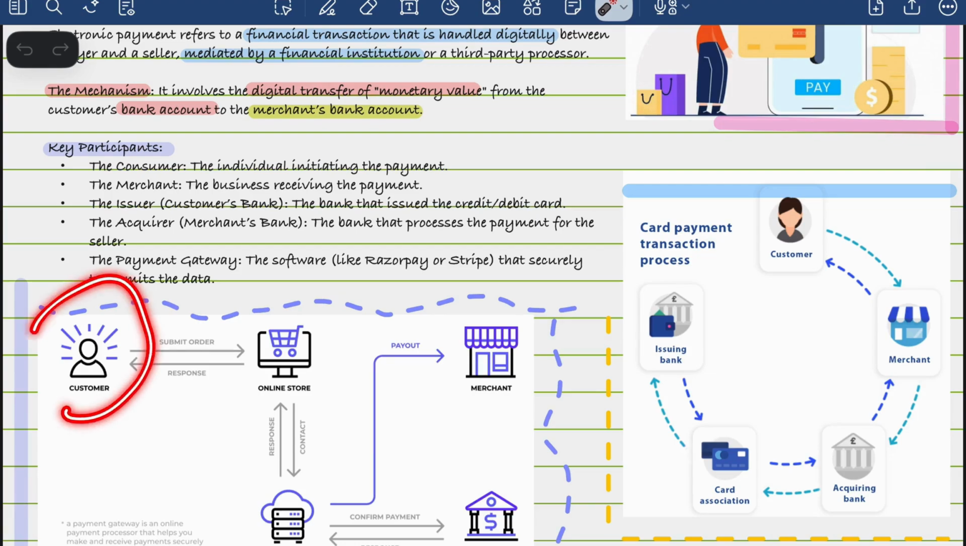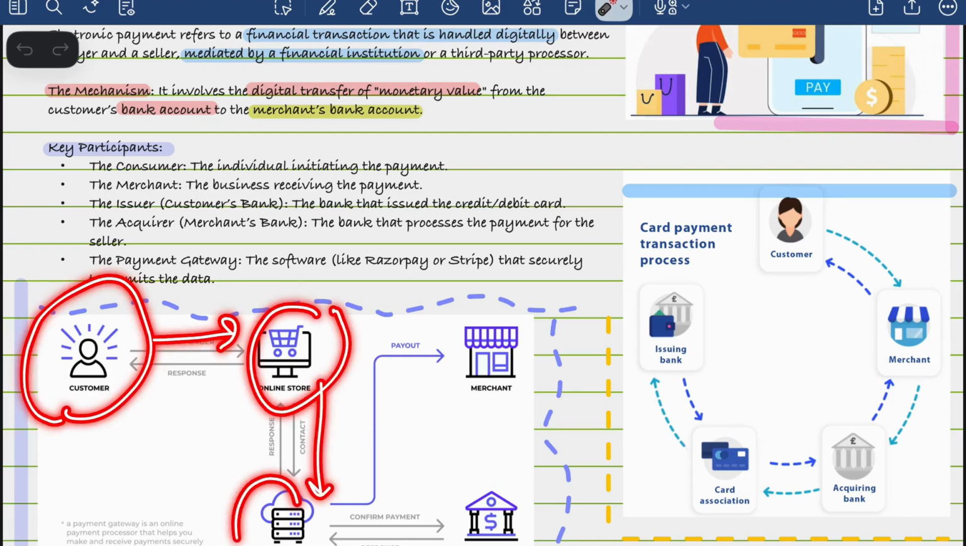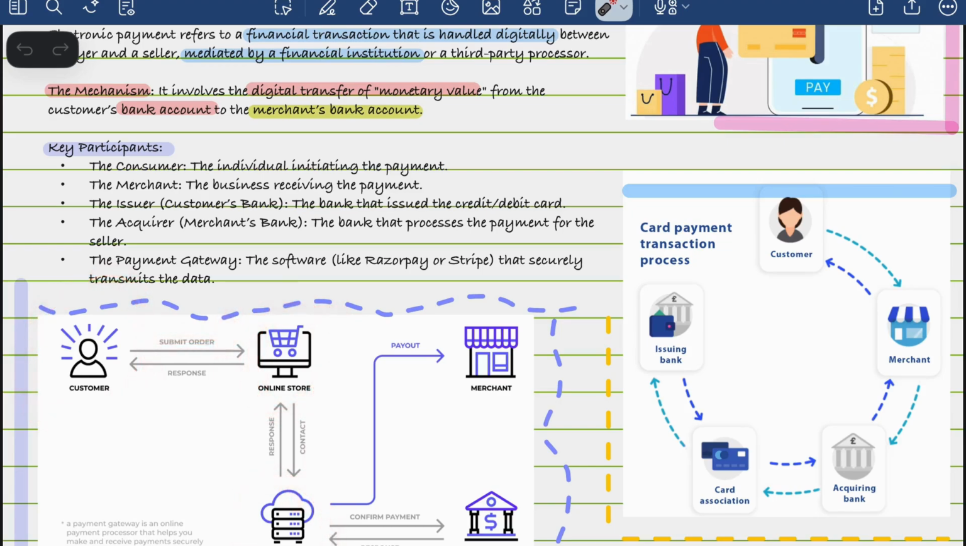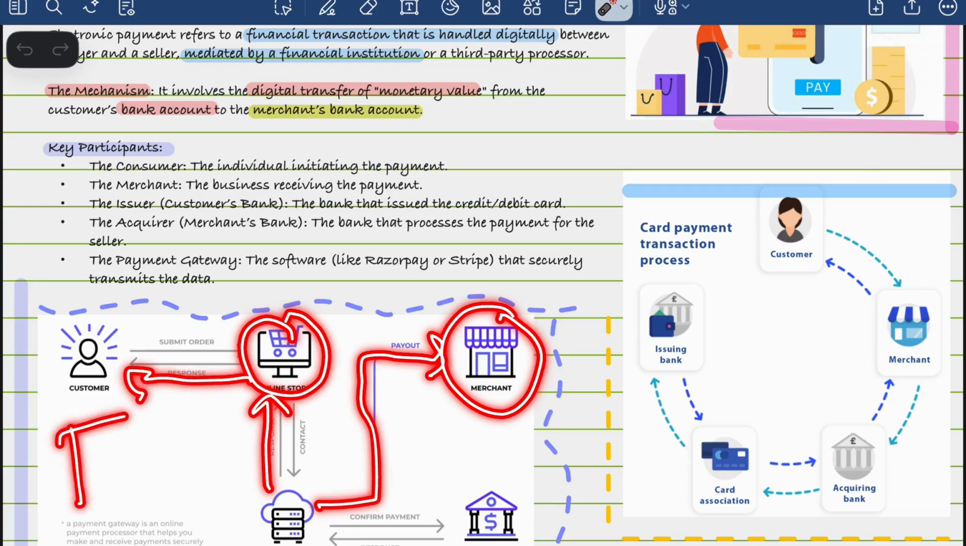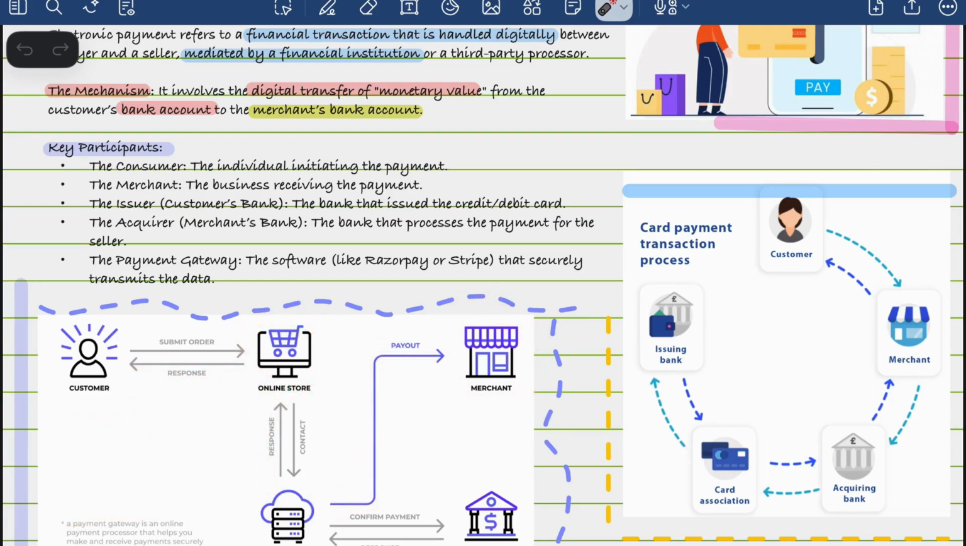So the customer submits the order to an online store, and it contacts the payment gateway when the transaction is initiated, and it confirms the payment from the issuing bank. Once the issuing bank confirms that there is enough amount to pay for this transaction, it sends the response to the payment gateway, and the payment is paid out to the merchant's bank. Then the response is sent to the online store, and the customer receives the response that your payment is done, your order is confirmed. Alright, that is how the electronic payment system works.